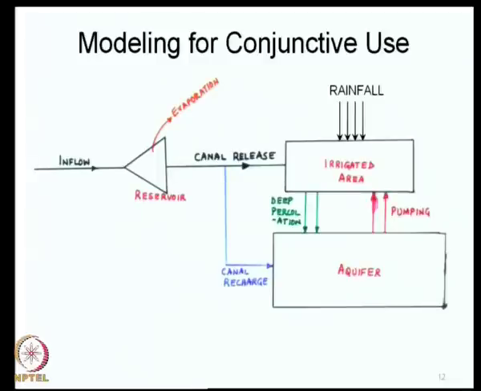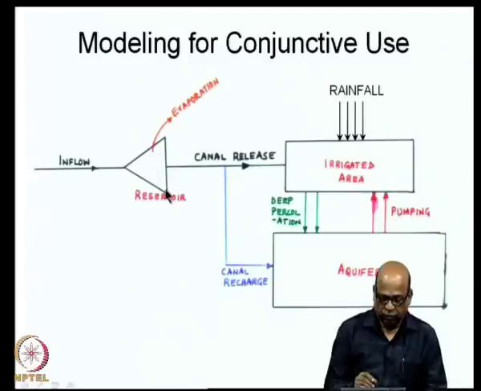So, we will take a system like this, where you have a surface reservoir. At the surface reservoir, there is an inflow which is governed by the catchment of the reservoir, the rainfall in the catchment of the reservoir, and then there is an evaporation taking place. There may be also a direct seepage from the reservoir itself. You have a canal release, you may have a canal network here, and this is just a conceptual diagram in which I am showing just one canal, but it is actually a network of canals, and the canal release is made to an irrigated area.